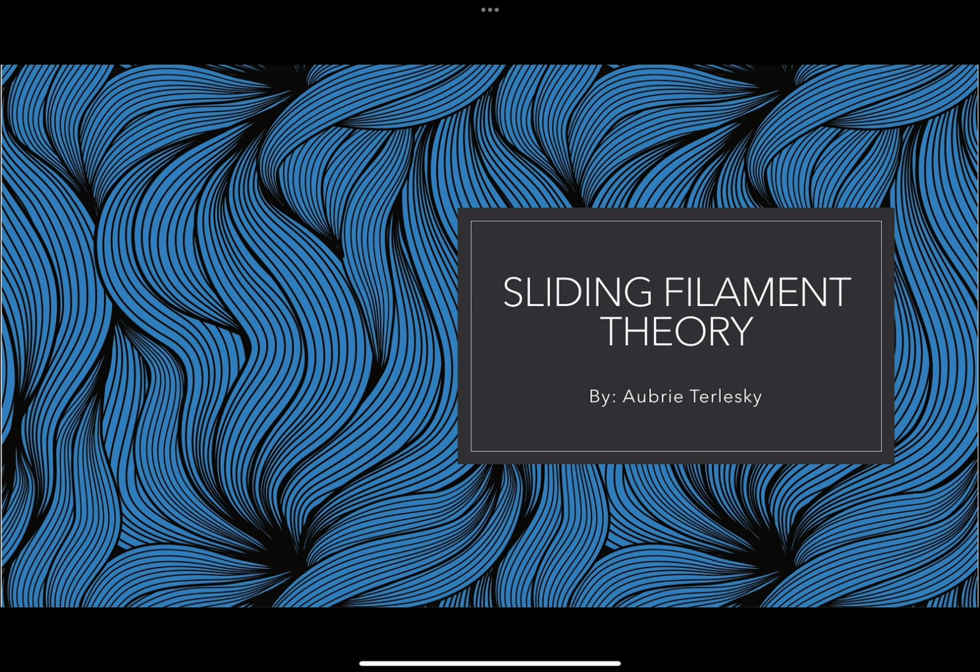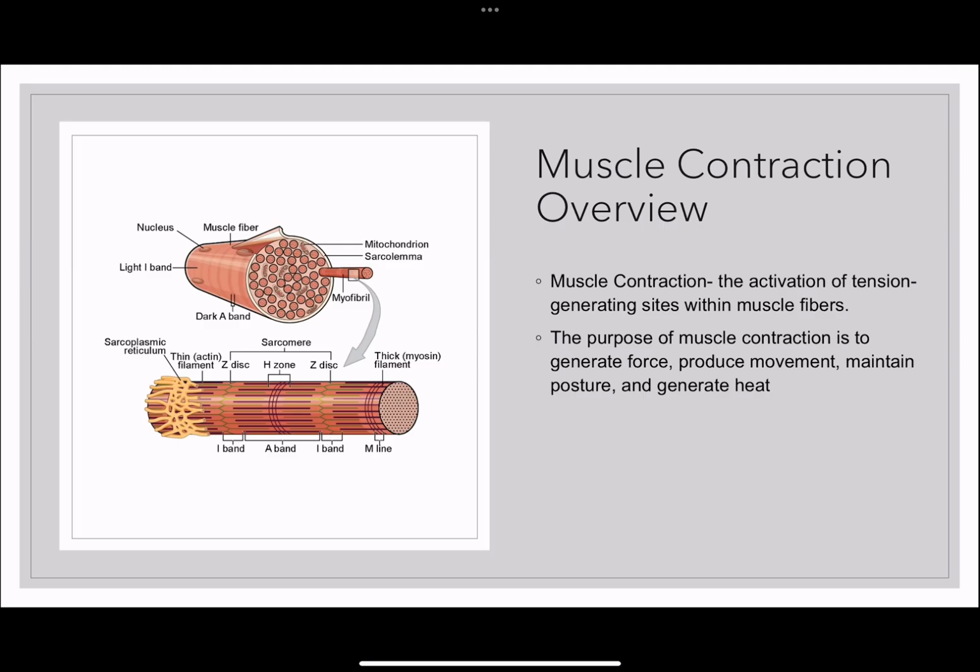So in this week's PCQ, we'll be going over the sliding filament theory, and more specifically, we'll be going over muscle contraction overview, structure of muscle cells, including fibers, myofibrils, and filaments, the key proteins, which are actin and myosin, and the sliding filament process, as well as the role of calcium in ATP. Okay, so muscle contraction overview.